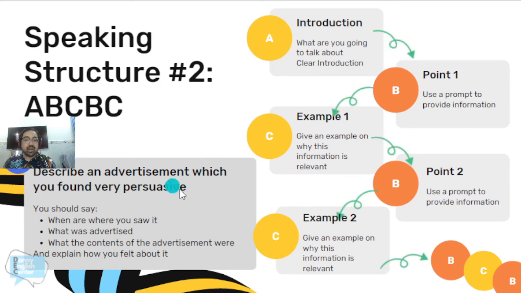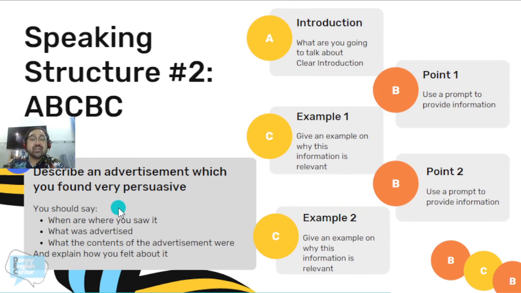Okay, that is right here. And I'll give an example on why that is persuasive, or why it was an advertisement, or where I found it, or how. So these are ways that we're able to talk about different things. You find a point and you give an example. You find a point, give an example, find a point, give an example. And you can continue to do this.